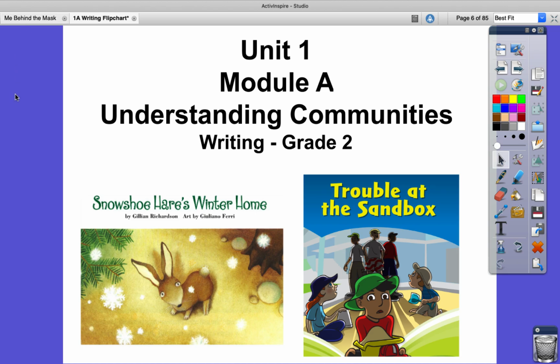Hello, second grade writers. Today we're going to start our very first writing lesson for Unit 1, Module A. The theme of this unit is understanding communities. So the two stories that we will be reading and writing about are first, Trouble at the Sandbox, and then after that in the text collection we will be reading Snowshoe Hare's Winter Home.